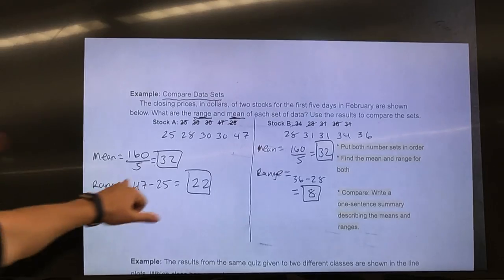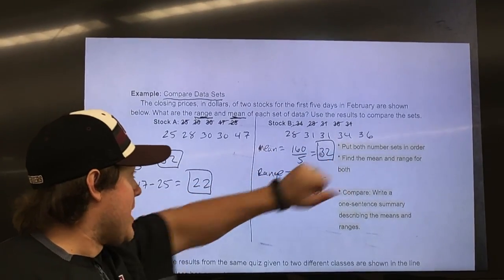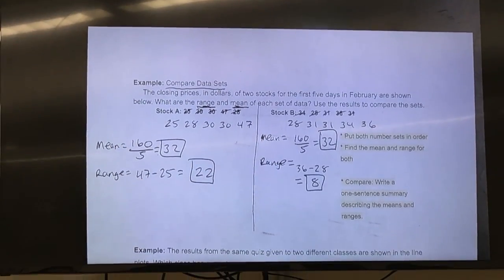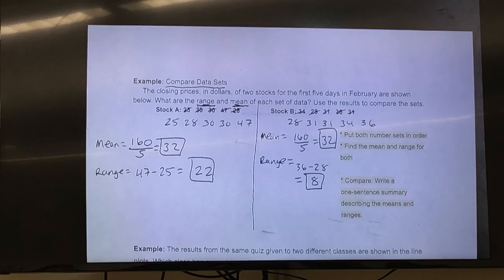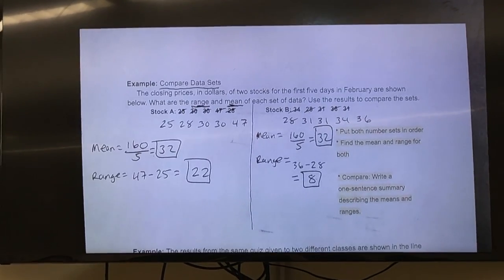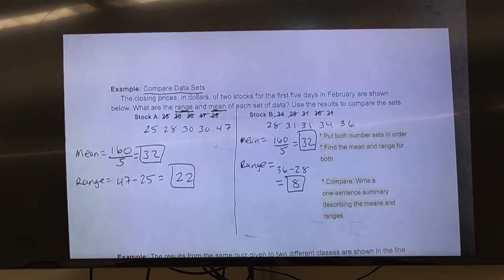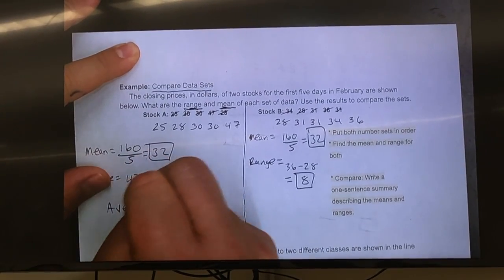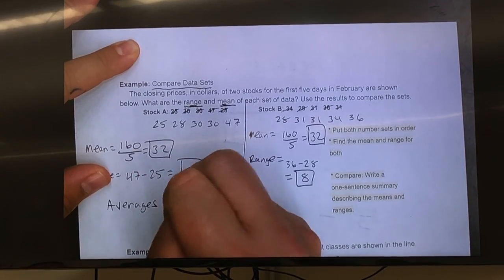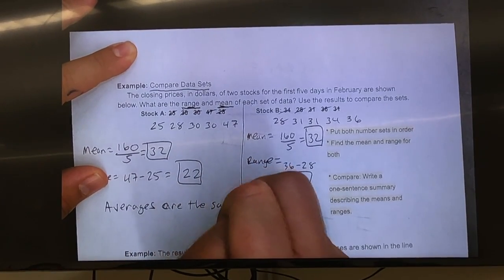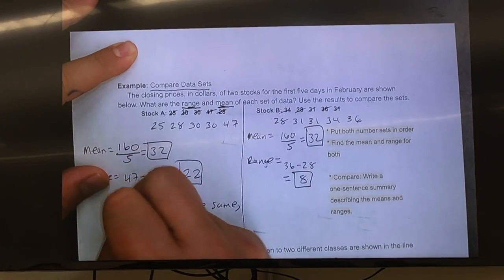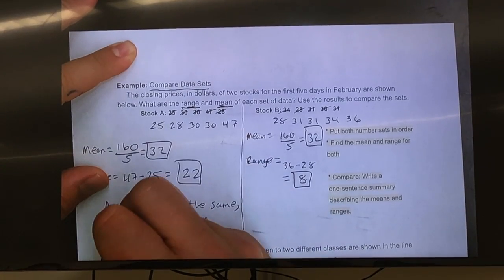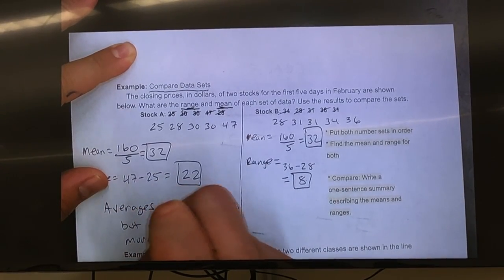Well, first of all, they had the same average or mean, right? But this one was way more spread out, correct? This data is way closer together. So that is what your explanation should say. We're not looking for anything more fancy than that. Just tell us what you see. So averages are the same, but set A is more spread out.